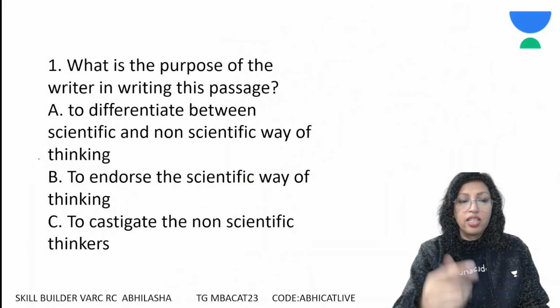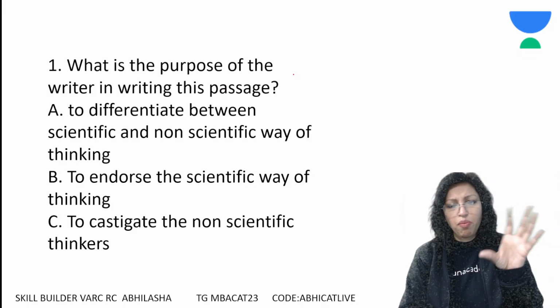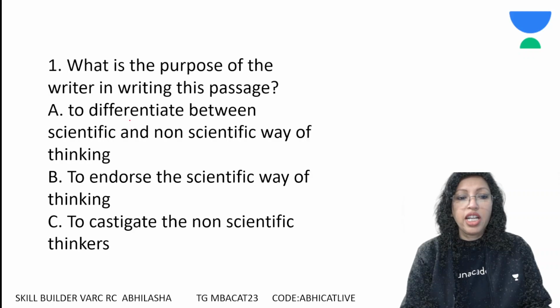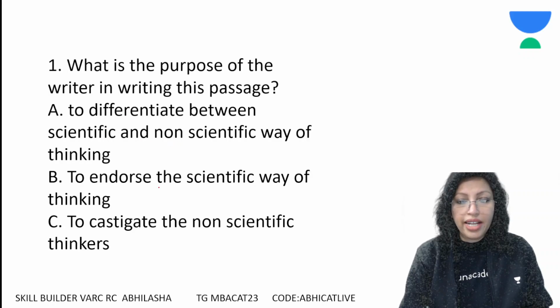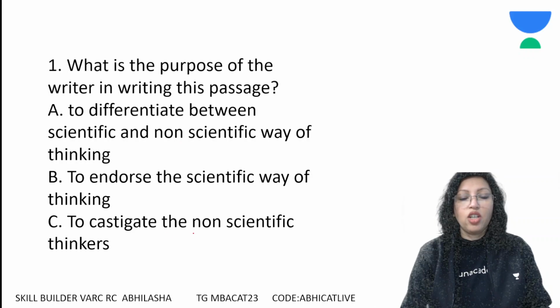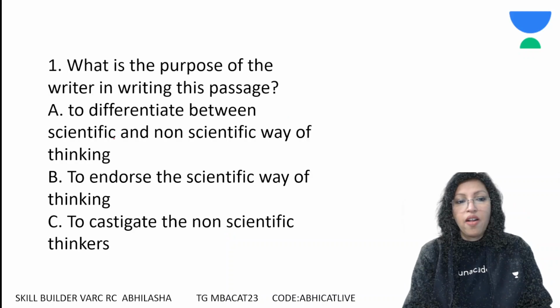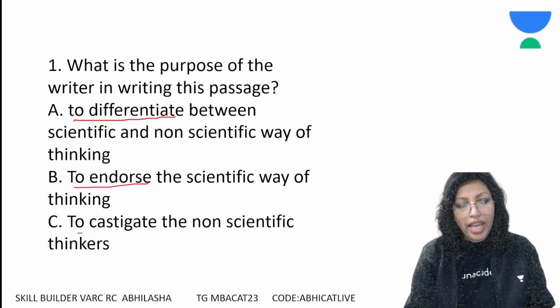Alright. There is another question from the same passage. What is the purpose of writer in writing this passage? Same question. So from main idea to purpose, same thing. To differentiate between the scientific and non-scientific way of thinking, to endorse the scientific way of thinking, or to castigate the non-scientific thinkers. Now, when you are looking at the purpose question, the first two words are very important. To differentiate, to endorse, to castigate.